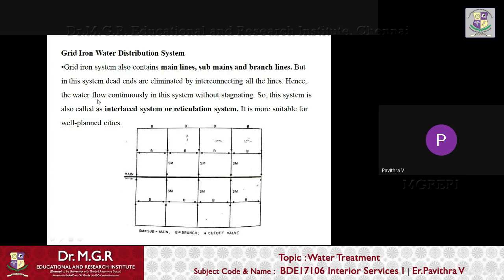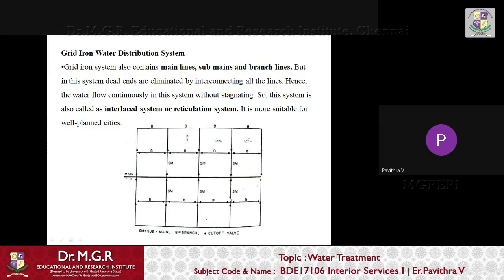Hence the water flows continuously in this system without stagnating. This system is also called the interlaced system or reticulation system. The other names for the grid iron water distribution system are interlaced system or reticulation system. Each and every system has another name also. The dead end system is also called the tree system. In this case, the grid iron system is also called the interlaced system or reticulation system.